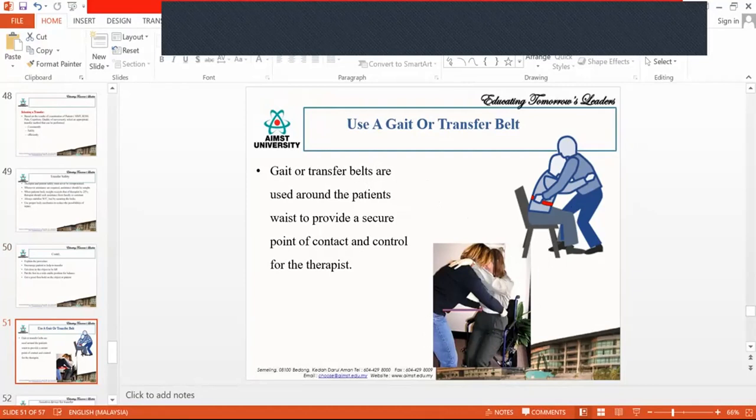Even if you are doing a pivot transfer, you can use a belt, and you can wrap it around the patient as well as your body, so that you will be closer in contact, and you will be able to stabilize some of the patient's body weight with your body. Instead of it being completely on your hands, you can put some of it on the belt and yourself. So you can wrap the belt around the patient as well as yourself, so that it is easy for you to hold.